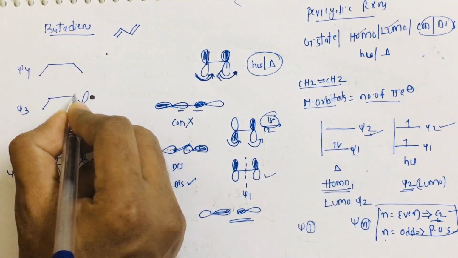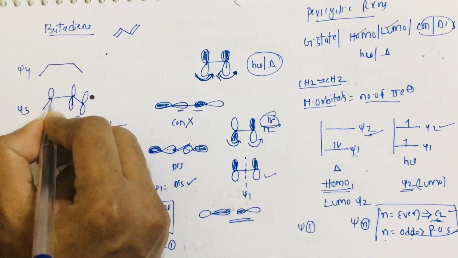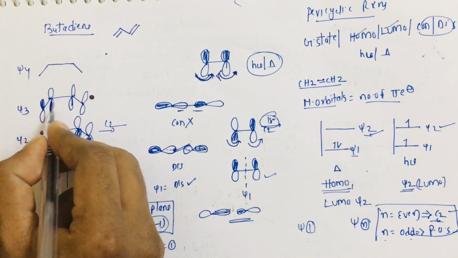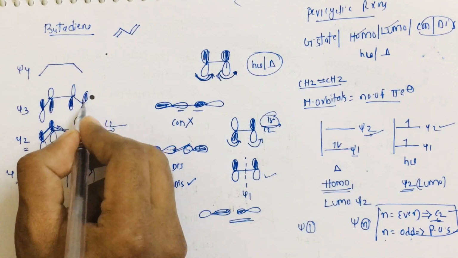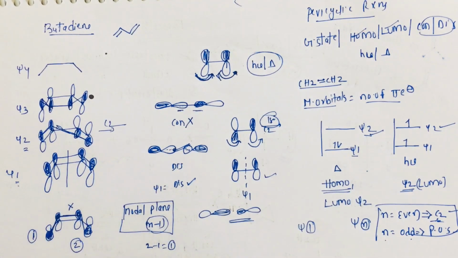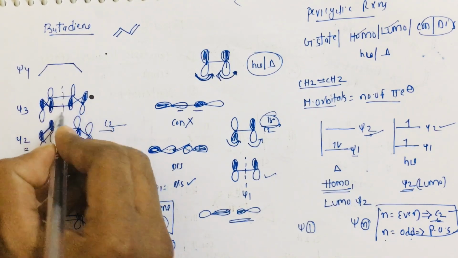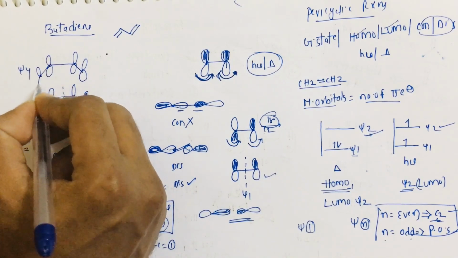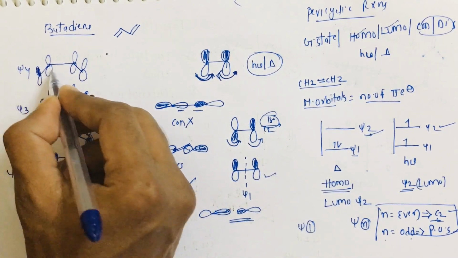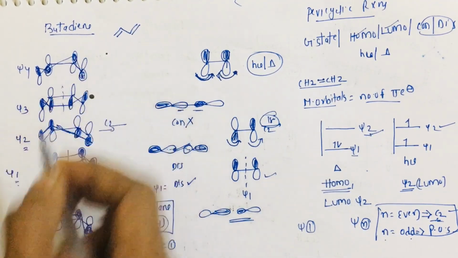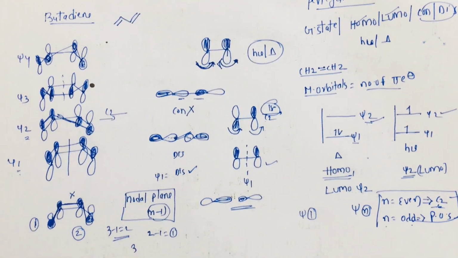And for psi 3, it should be like this: filled, unfilled, unfilled, then filled here. Okay, and this is one nodal plane. Here no nodal plane, this is the second nodal plane, because 3 minus 1 equals 2. This is for psi 3, and here we can see there is a plane. And for psi 4 we have to get 3 nodal planes: up, down, up, down. One nodal plane, second nodal plane, third nodal plane. So these are the orbitals for the butadiene system.